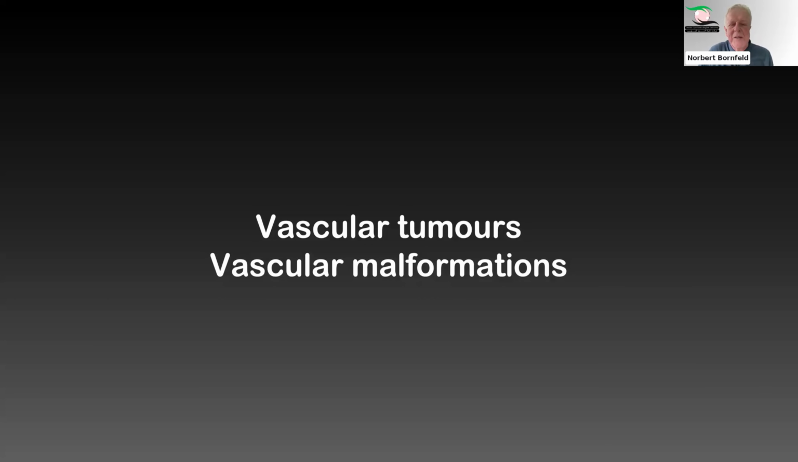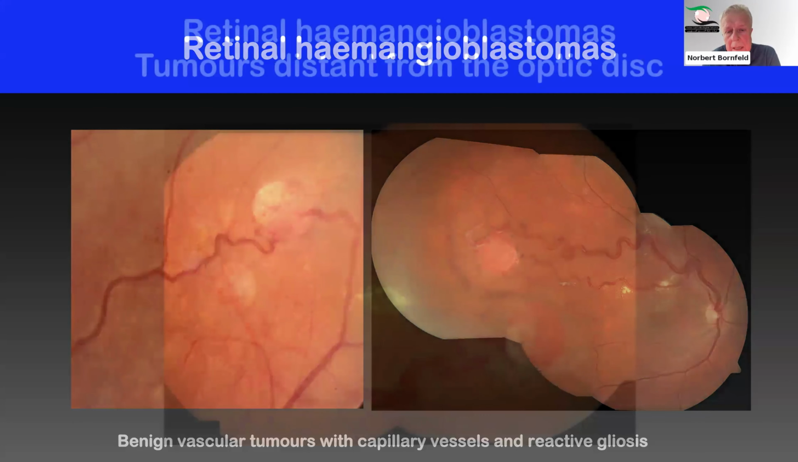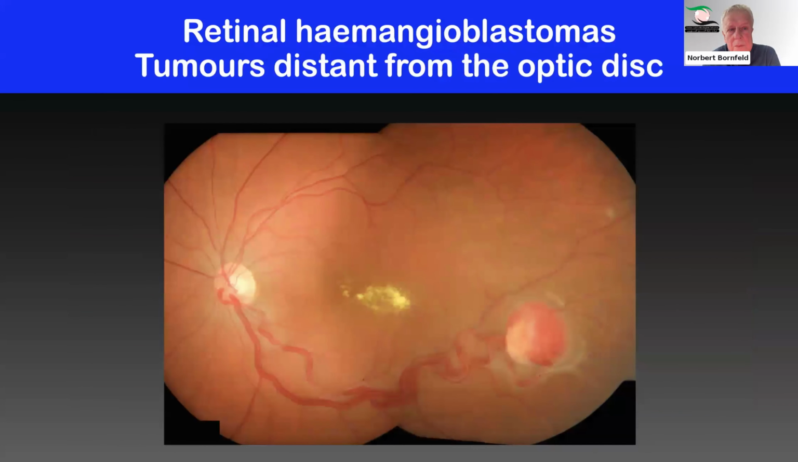Okay, vascular tumors and vascular malformations. And you probably all know retinal hemangioblastomas. Once you've seen such an impressive case, you will never overlook such a tumor. Retinal hemangioblastomas are benign vascular tumors with capillary vessels and reactive gliosis. They may be very small, as shown on your left, and may be very large with enlarged feeder vessels, as shown on your right. And that is a typical tumor distant from the optic disc with exudates at the posterior pole in the macula.